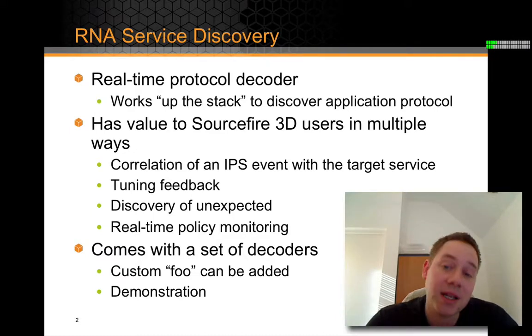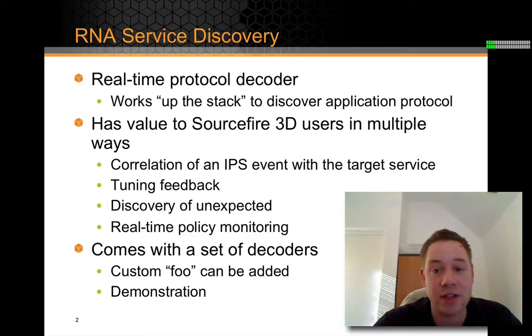From a user's perspective, this has a couple of advantages. It provides the obvious IPS event correlation against target service you'd expect it to, but along with it comes some other things like automated tuning help. For example, did you know that old printer over there is actually running an old out-of-date version of Apache which is vulnerable on some obscure high management port?